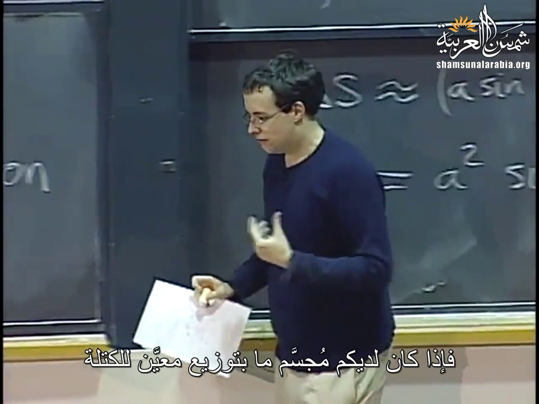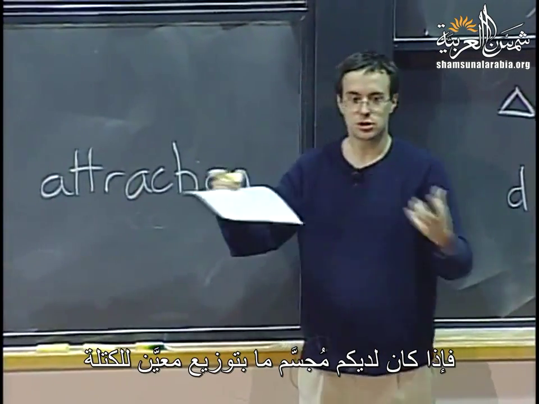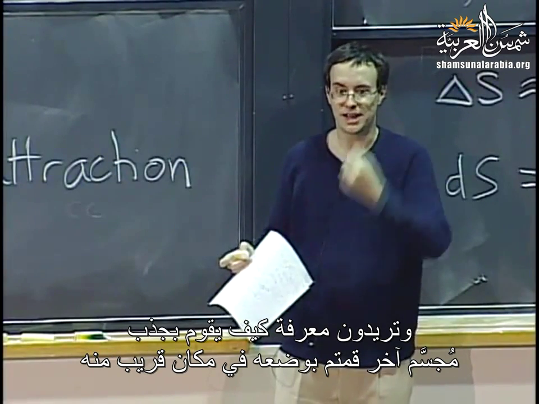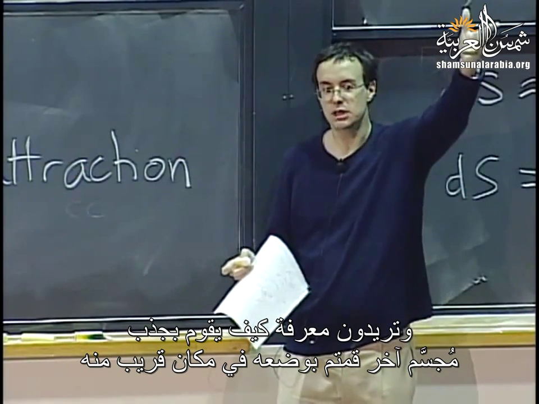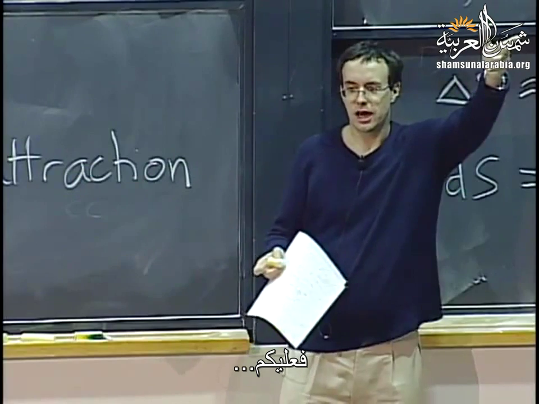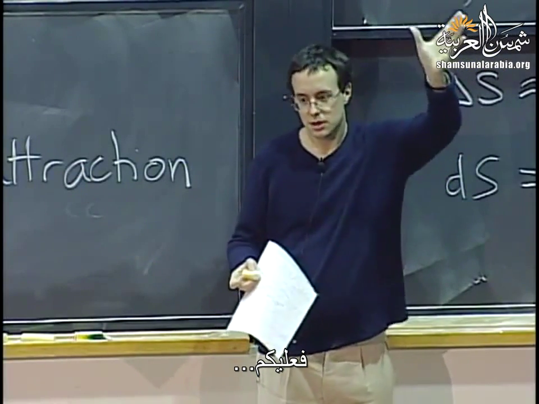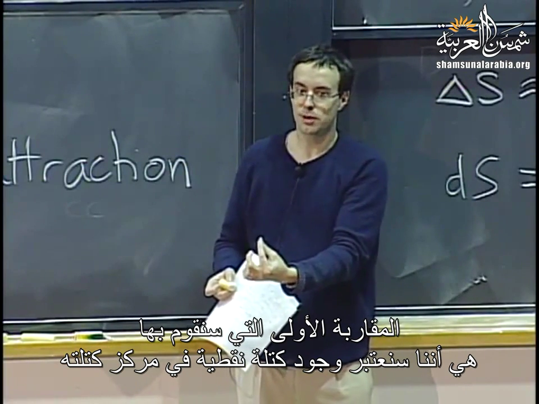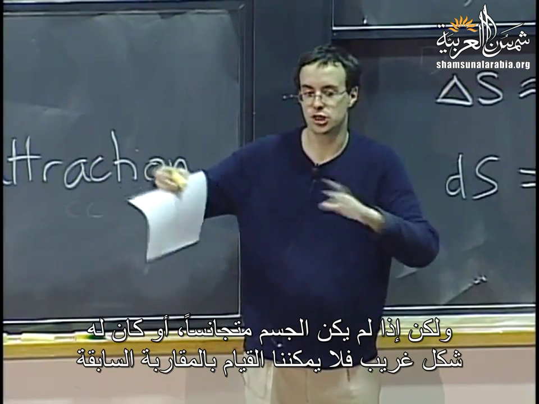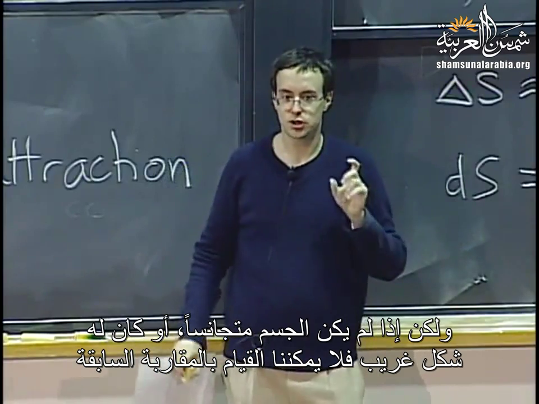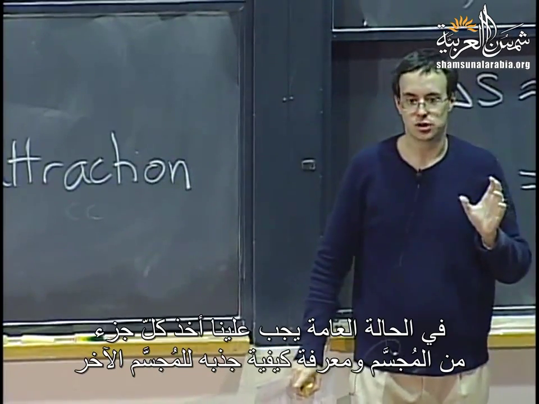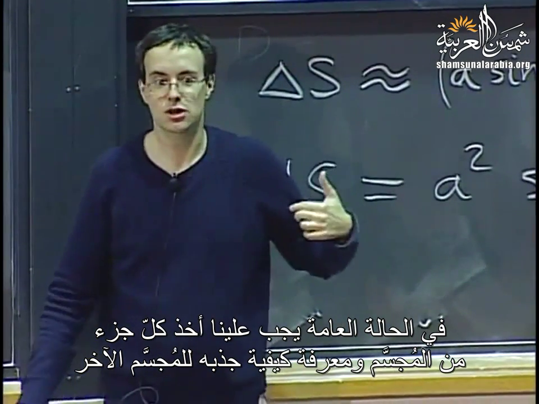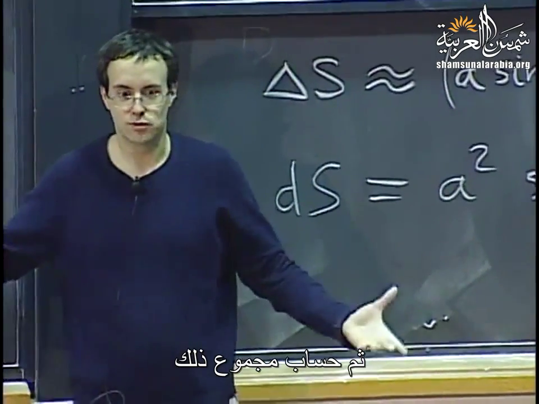So if you have a given solid with a certain mass distribution, and you want to know how it attracts something else that you put nearby, the first approximation would be to just say, well, let's put a point mass at its center of mass. But if your solid is not homogeneous or has a weird shape, then that's not the exact answer. So in general, you would have to take every single piece of your object and figure out how it attracts you, and then compute the sum of these.